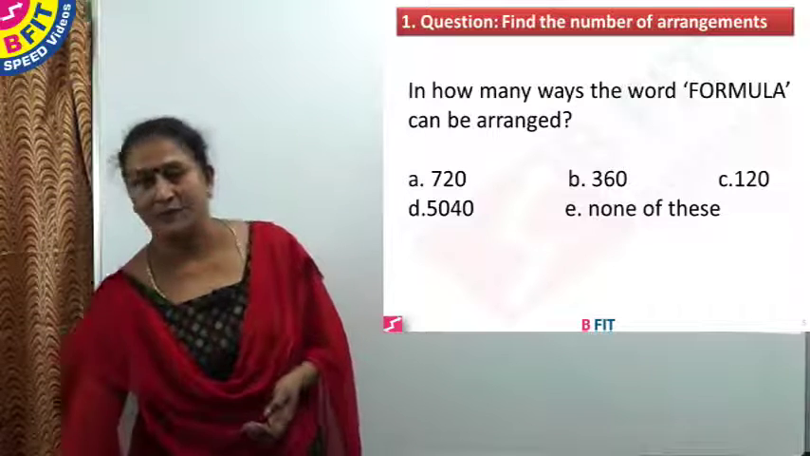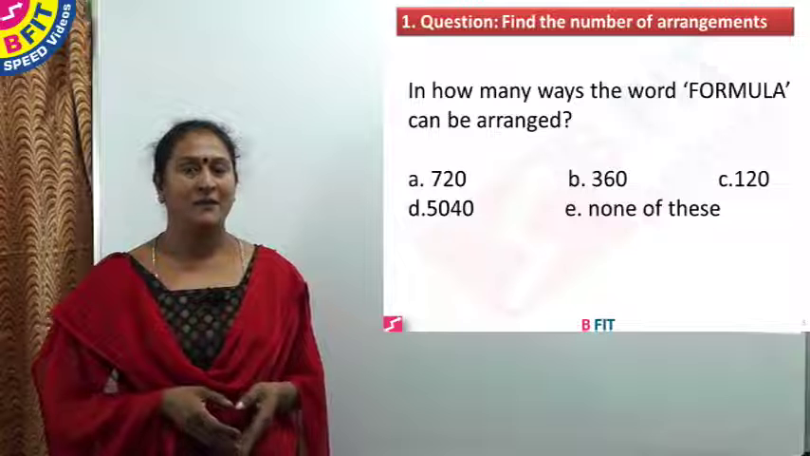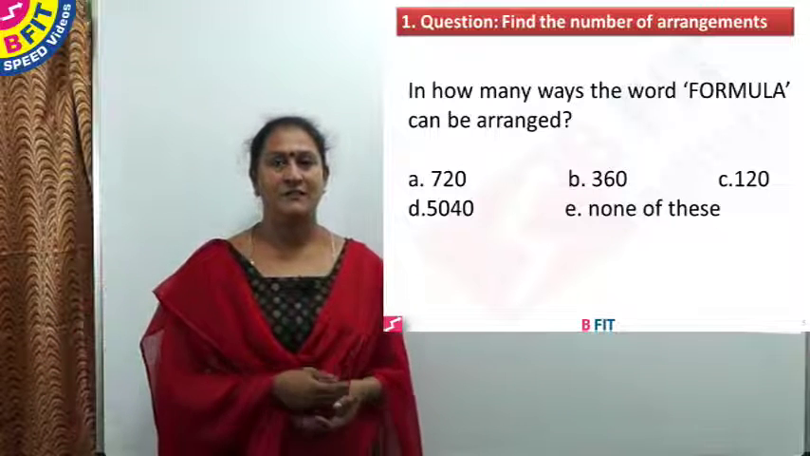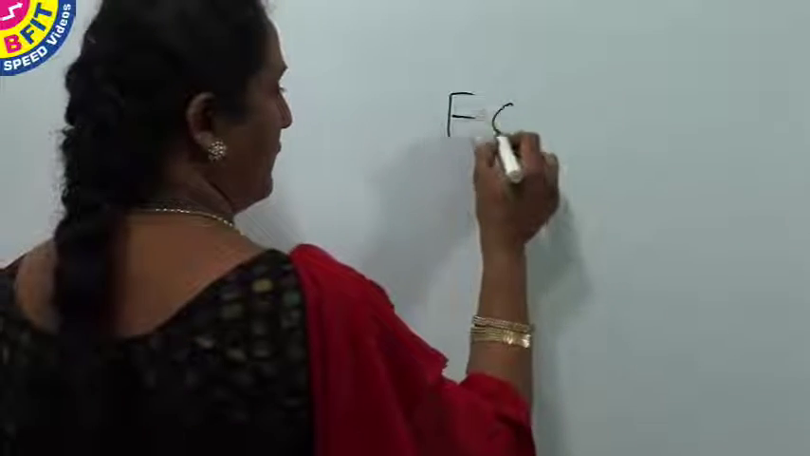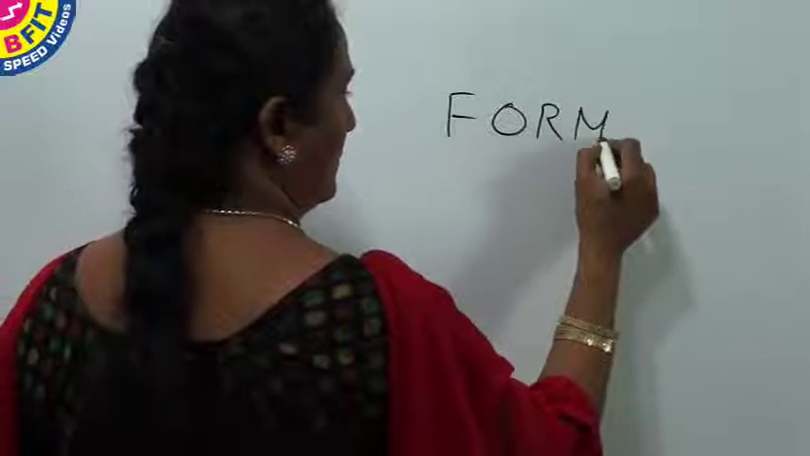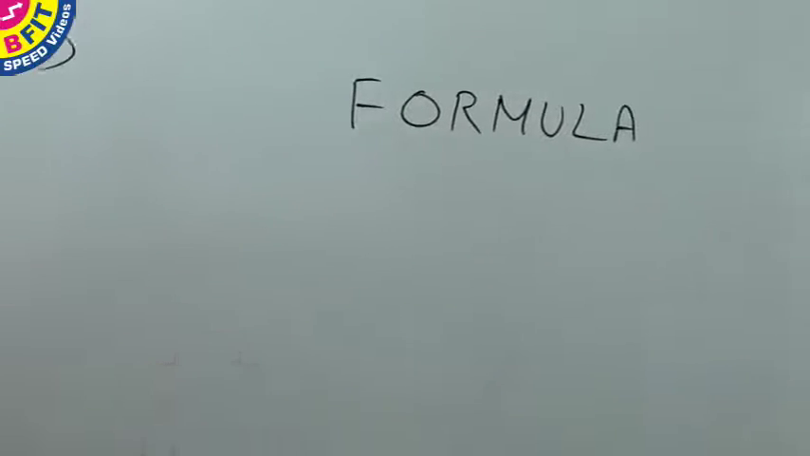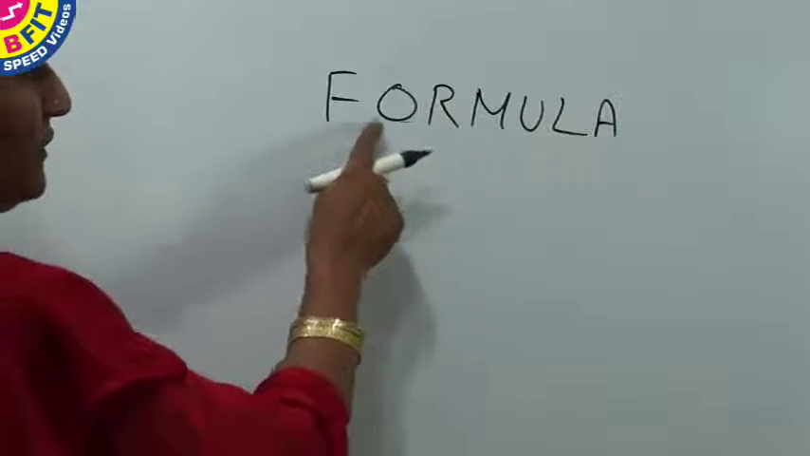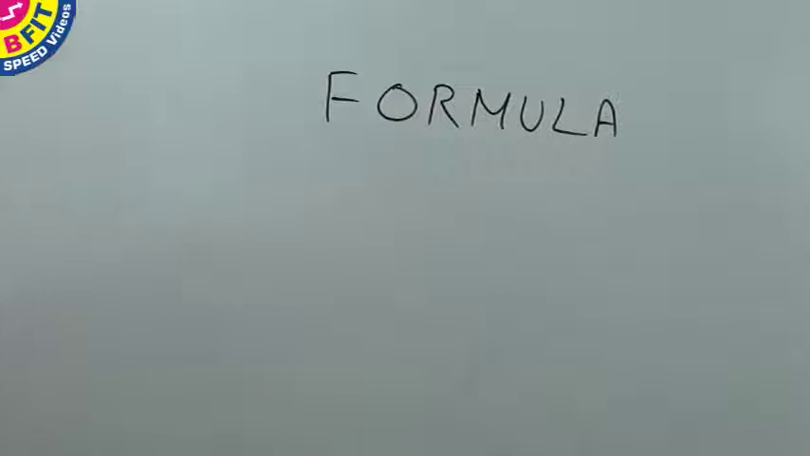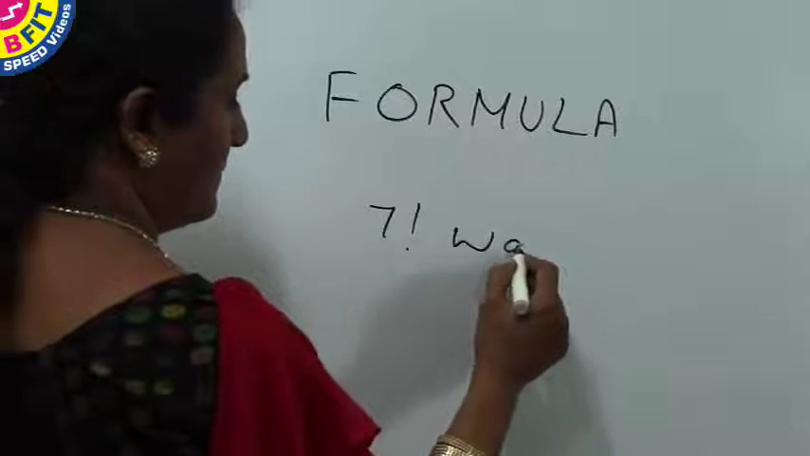So question number 1. In how many ways can the word formula be arranged? So we'll see the working. The given word is formula. In how many ways can you arrange this word? You first count the number of letters. So you have 7 letters. So the arrangement will be 7 factorial ways.